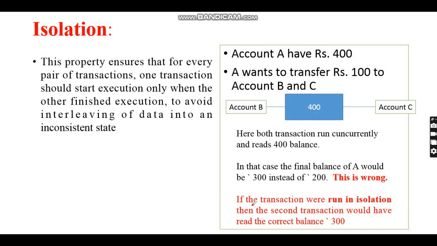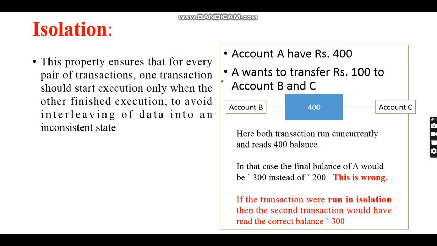Next, isolation. This property ensures that for every pair of transactions, one transaction should start execution only when the other finishes execution, to avoid interleaving of data into an inconsistent state. Okay, this is the concept of isolation. This property is definitely going to ensure that for every pair of transactions, one transaction should start execution only when the other finishes execution, right? To avoid interleaving of data into an inconsistent state.